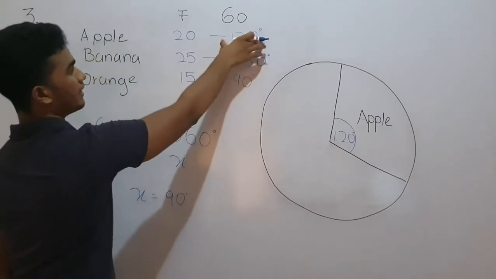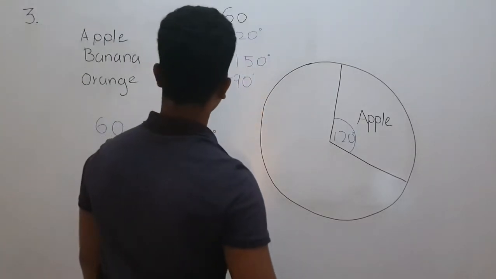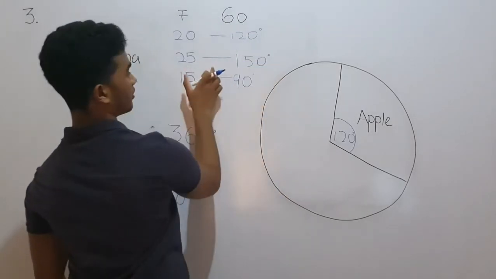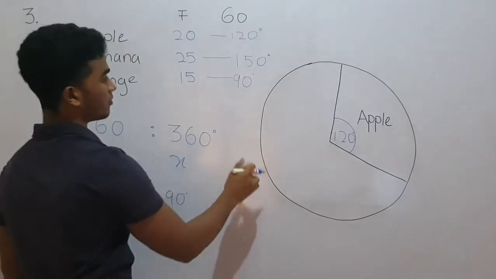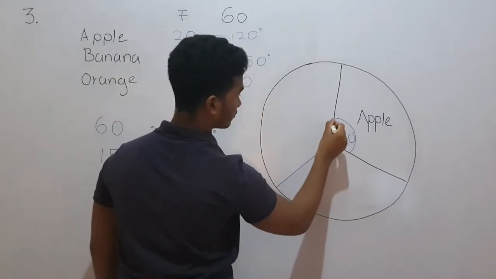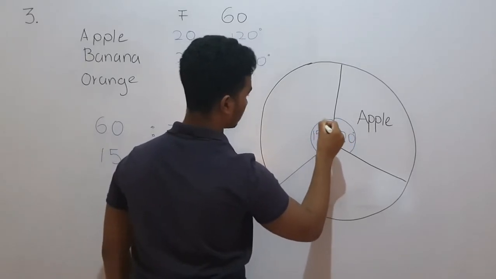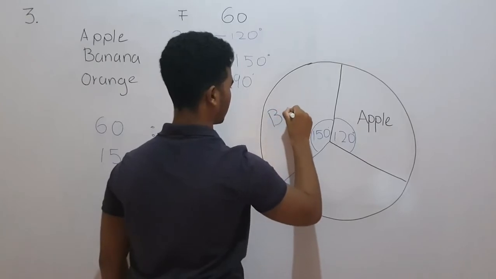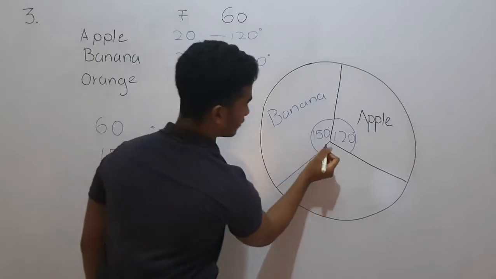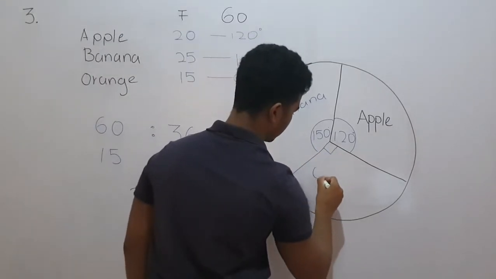Now cross-check by adding all these angles to see whether you get 360. That is a tip. Then we'll mark them. First we'll mark banana, since apple is already marked. It's somewhere here. So this is 150 degrees and banana. Then this is 90 degrees. This is for orange.